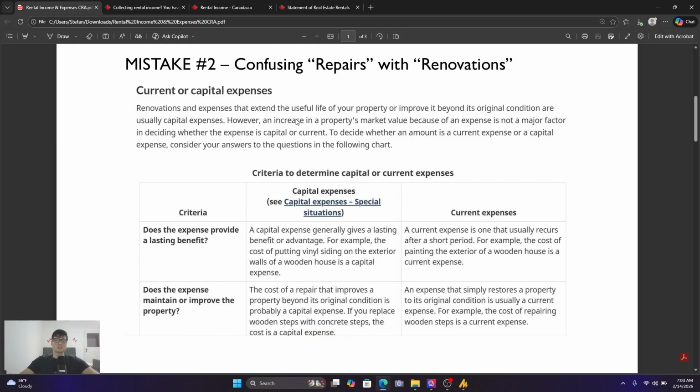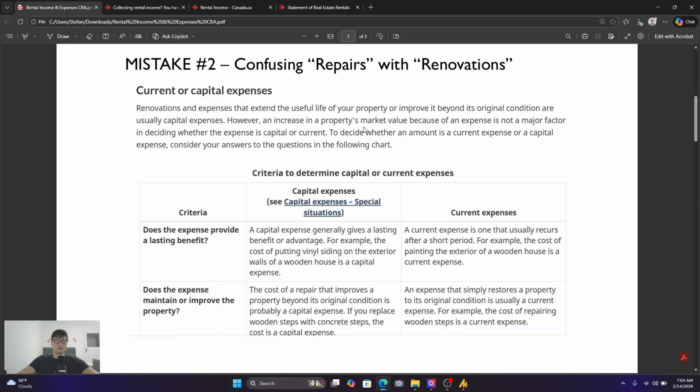So if you're changing, let's say, the roof of your house, that's going to extend the life of your home for, let's say, another 25 years. That would be capital in nature, okay? But if you're repainting the outside of your home, that'll only last, let's say, a year or 2. It's not going to be there for many different years. It's only going to be there for 1 year, let's say, and then you have to repaint it. That would be a repair or maintenance, okay? So they tell you here, and they give you a criteria that you can look at and determine whether it is capital or current.